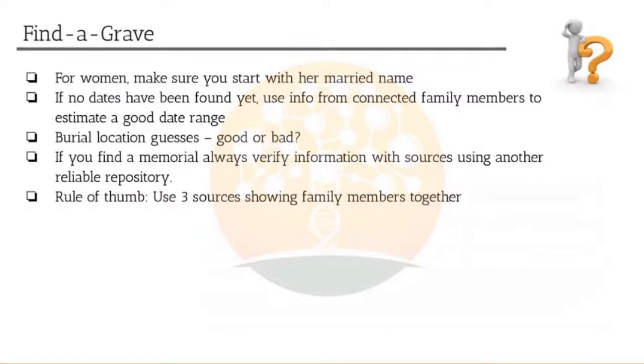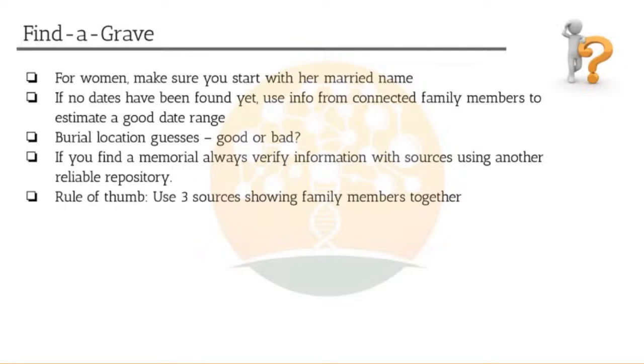I usually start with Find a Grave. If you go to FamilySearch, it'll take you to Find a Grave, but I usually start here because it's the quickest. So the first thing I do is make sure I use the woman's married name. If I don't have some rough dates, I'll put a rough estimate in. I'll put in whatever information I have.